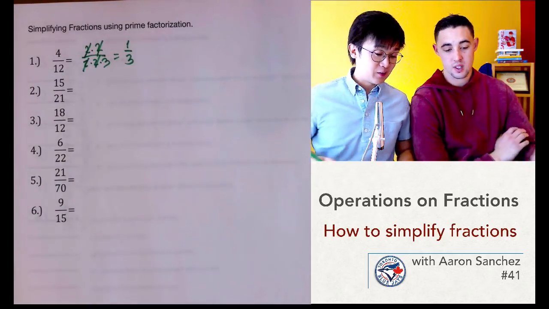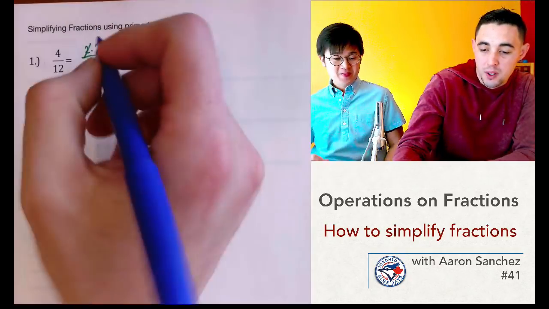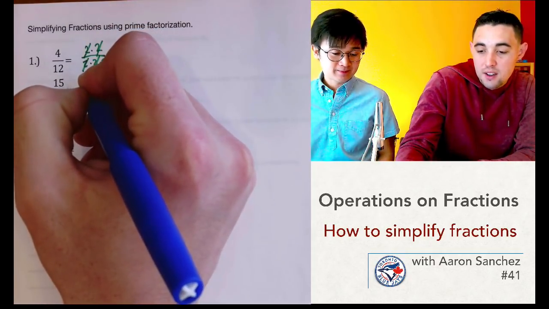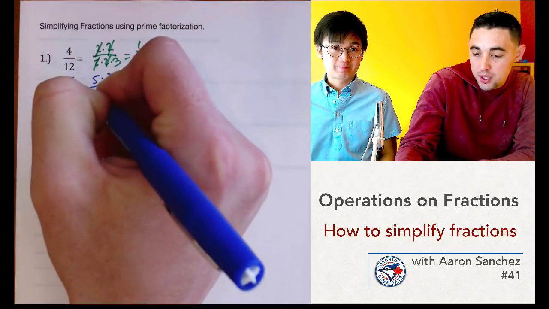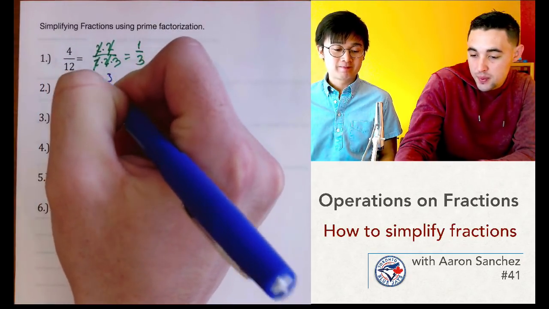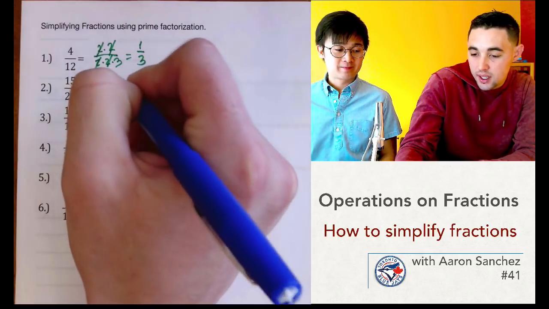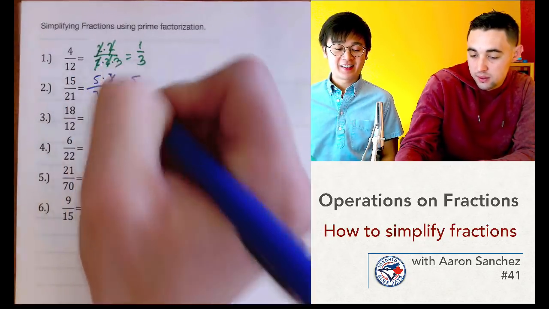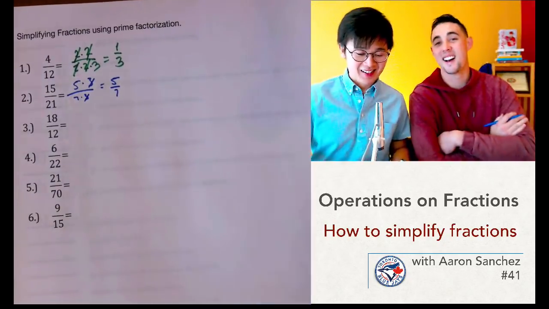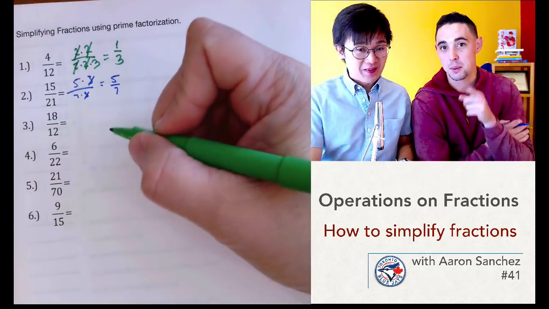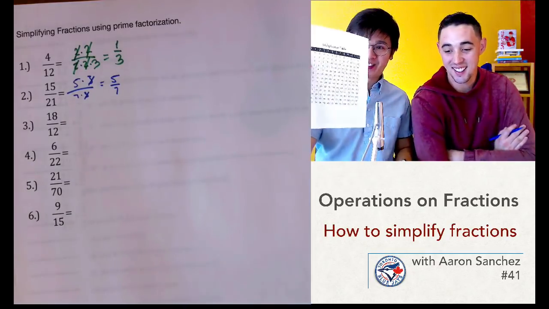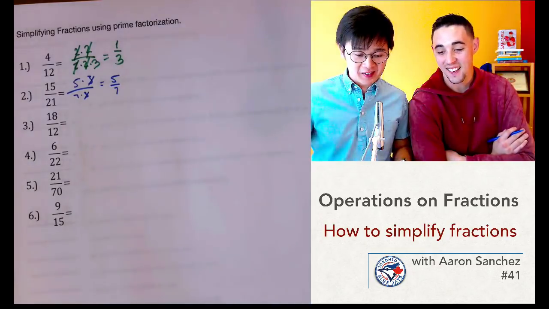And do you want to go ahead and answer number 2? Same thing for question number 2. 15, you can break it down to 5 and 3. And 21, you can break it down to 7 and 3. You cancel that out, the answer is 5 over 7. See, if Aaron Sanchez can simplify fractions, you can certainly simplify fractions as well. Multiplication table is key. Yes, this is your cheat sheet. You need to memorize this.